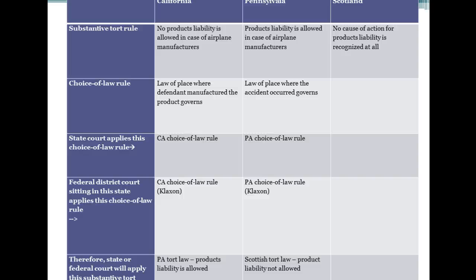Weirdly, if the plaintiff were to file the lawsuit in Pennsylvania, either state court or federal court in Pennsylvania, then that court would end up applying Scottish tort law, where product liability is not allowed, because Pennsylvania's choice of law rule is that the law of the place where the accident occurred is what governs, and of course the accident occurred in Scotland. So counterintuitively, in this completely hypothetical example, in order for a plaintiff to get the governing law that it wants, of Pennsylvania, it would need to file its lawsuit in California.